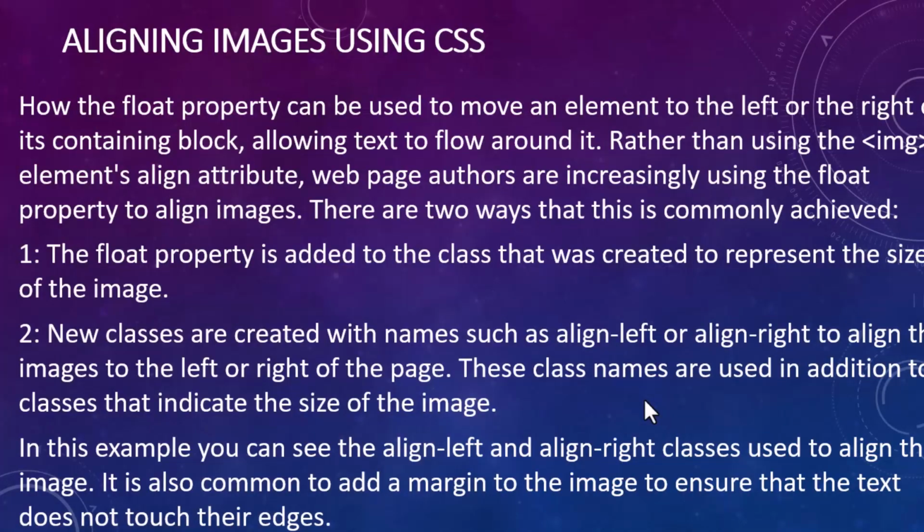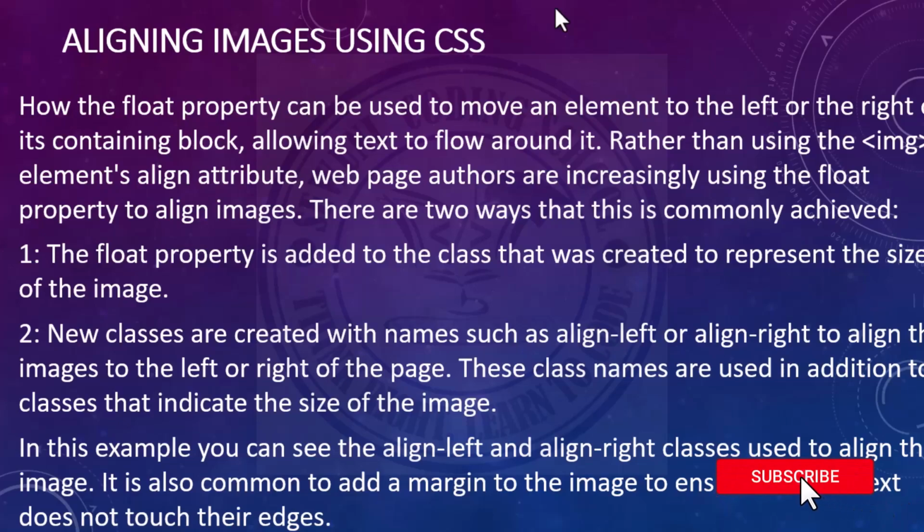Next, we are going to look at aligning images using CSS. How to use the float property to move an element to the left or to the right of its containing block, allowing text to flow around it as well. That is doing what we call text wrap in MS Word. That is simply what we are going to look at in images, and how to allow text to also flow around our images.